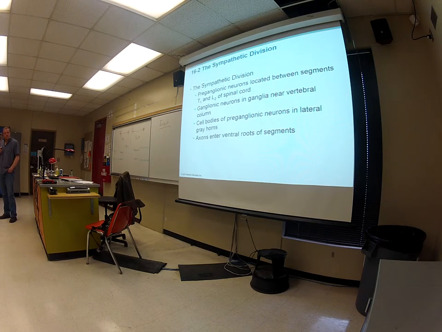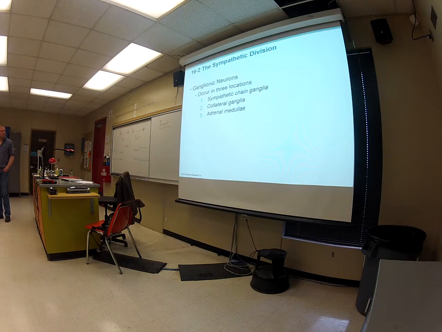All right, so ganglionic neurons are in the ganglia near the vertebral column, and the cell bodies of the preganglionic neurons are in the lateral gray horn. Lateral gray horn. Just make sure we're right on track. Yes, we are. I'll get a clock in here tomorrow or the next day. Maybe I'll get like a Mickey Mouse clock. That'd be awesome. So much fun. Okay, axons enter the ventral root of the segments. Okay, ganglionic neurons. We're talking about a ganglion. Okay, what is a ganglion?